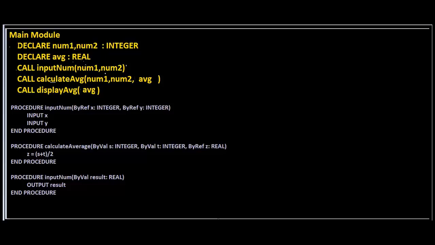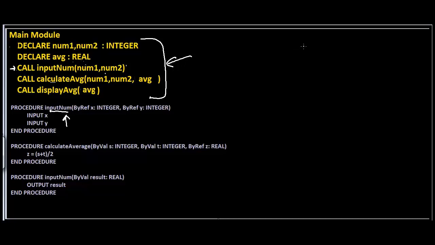Let's take a look at this piece of code and try to draw a structure chart from it. The most important part here is the main module, which is what we're going to focus on. From this main module, we are calling the procedure input num. This procedure input num is being called from the main module.